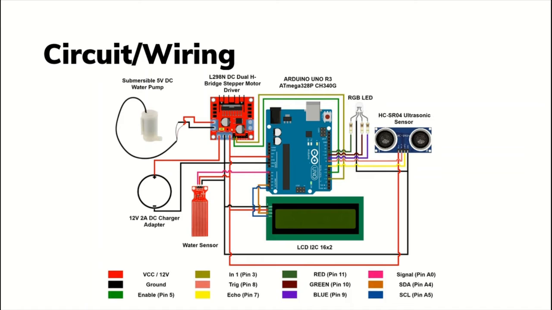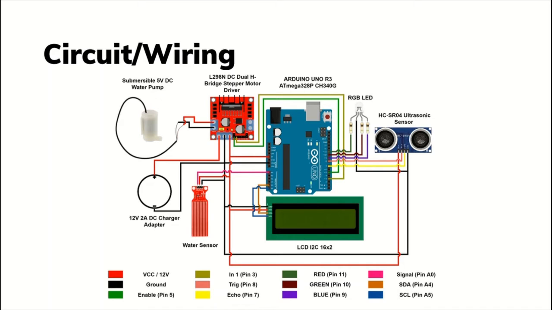This is the wiring connection of the automatic alcohol dispenser with alcohol level monitoring. The ground pins of RGB LED, ultrasonic sensor, LCD I2C, water level sensor, Arduino Uno and 12 volts DC adapter are connected to the ground pin of H-bridge motor controller.